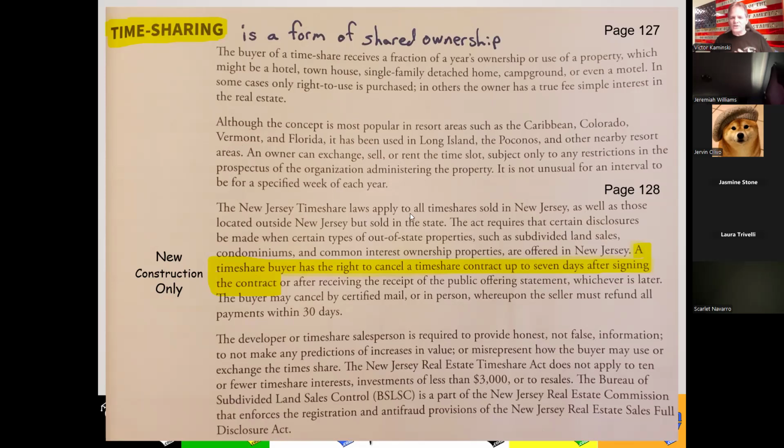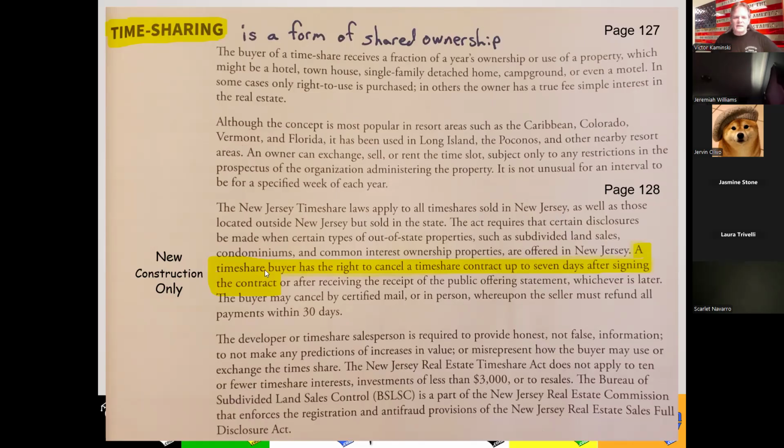In New Jersey, timeshare law applies to all timeshares sold in New Jersey, as well as those located outside of New Jersey but sold in the state. The act requires certain disclosures be made when certain types of out-of-state properties, such as subdivided land sales, condominiums, and common interest ownership properties, are offered in New Jersey.